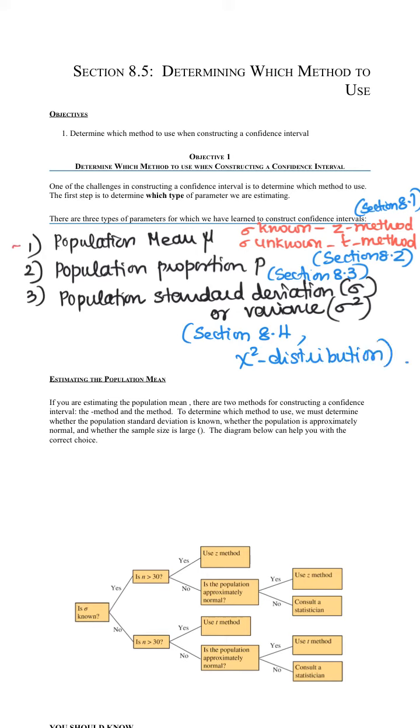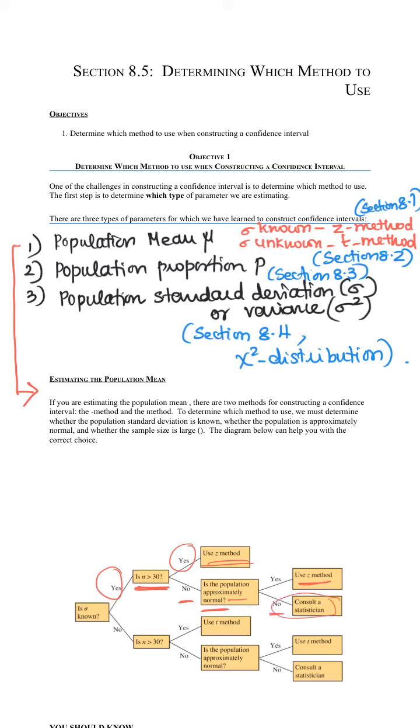If you are estimating the confidence interval for the population mean, first we check whether the population standard deviation is known or unknown. If it is known, then we check whether the sample size is greater than 30 or not. If yes, use the Z method. If no, then we check whether the population is approximately normal or not. If yes, then use the Z method. Otherwise we need to check with a statistician.